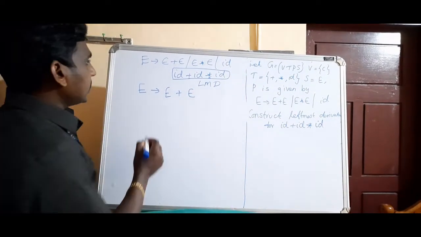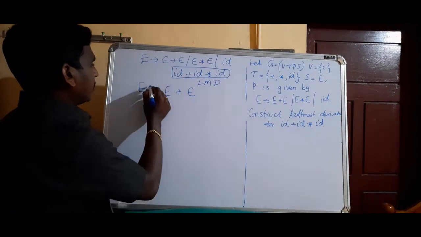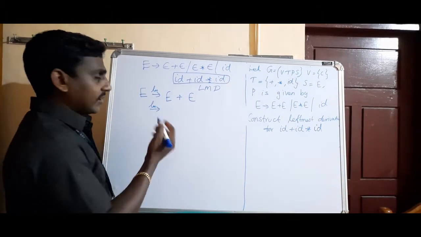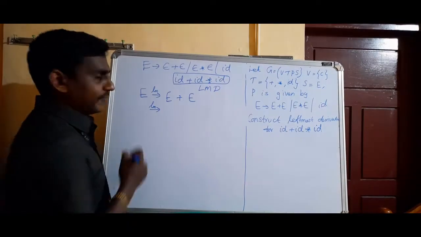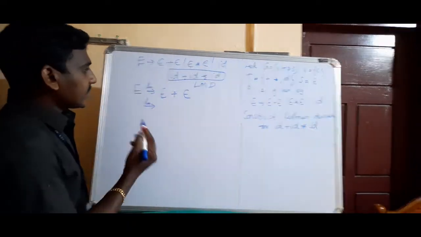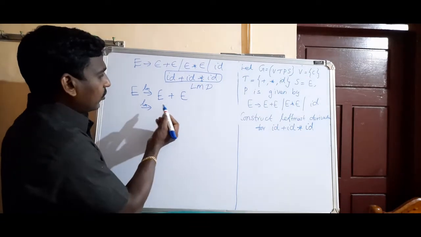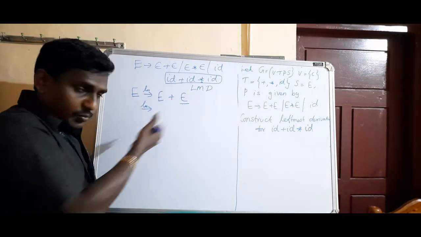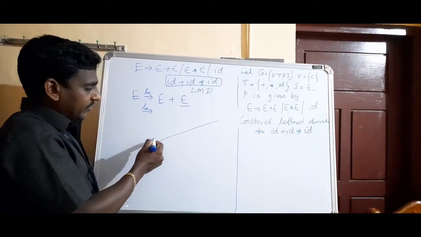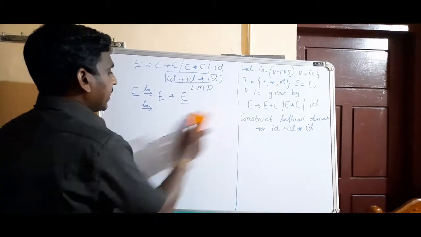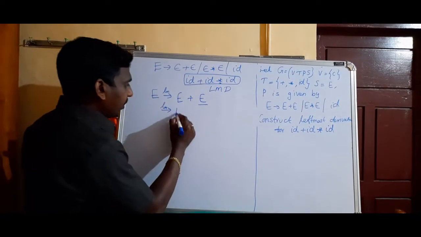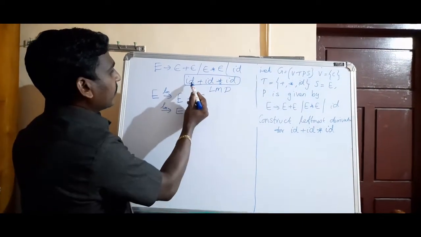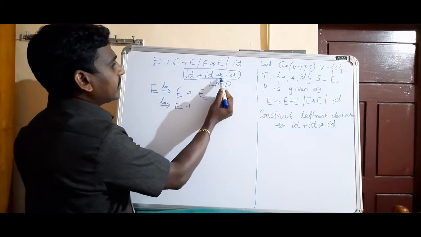Since it is the leftmost derivation, you have to write LM here, so the programmer knows this is the leftmost derivation. We have to derive this E, the leftmost variable. So this E should be here, plus, and I want to derive the other E. What is the term? ID plus ID star ID.